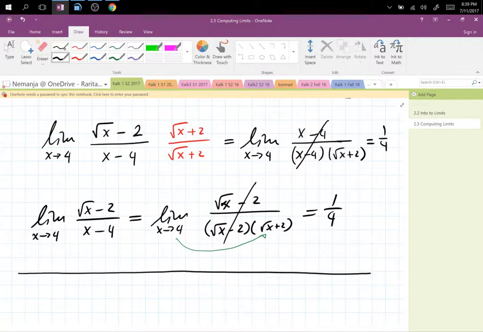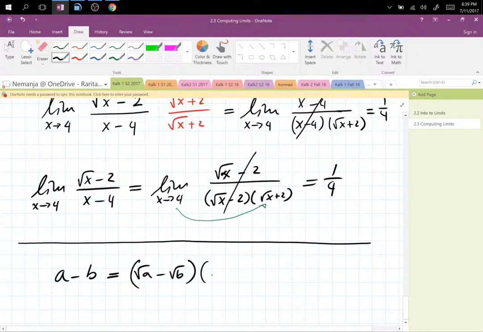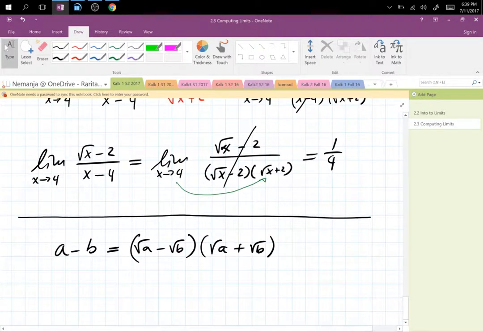So for not just this course, but all future courses, anything can be factored. If you have a minus b and you want to factor that, it's simply root a minus root b, root a plus root b. Fair? Next time someone gets into your face trying to be too smart, ask them how much is root 7 minus root 5 times root 7 plus root 5.